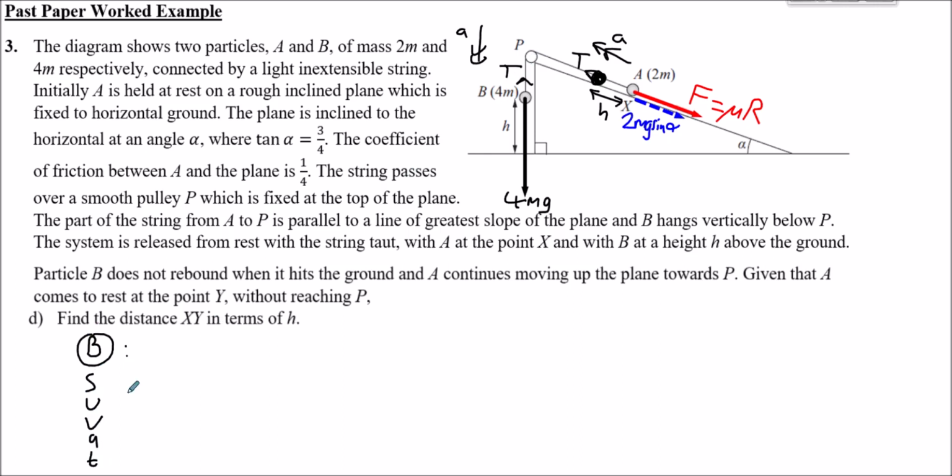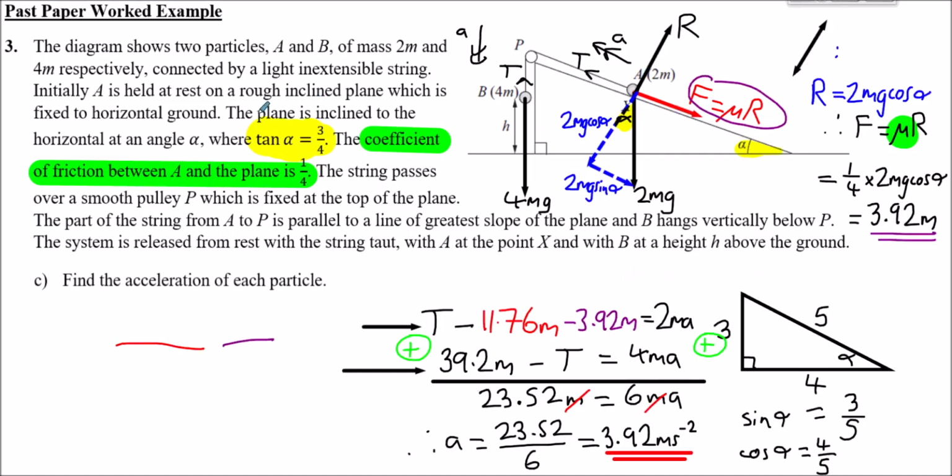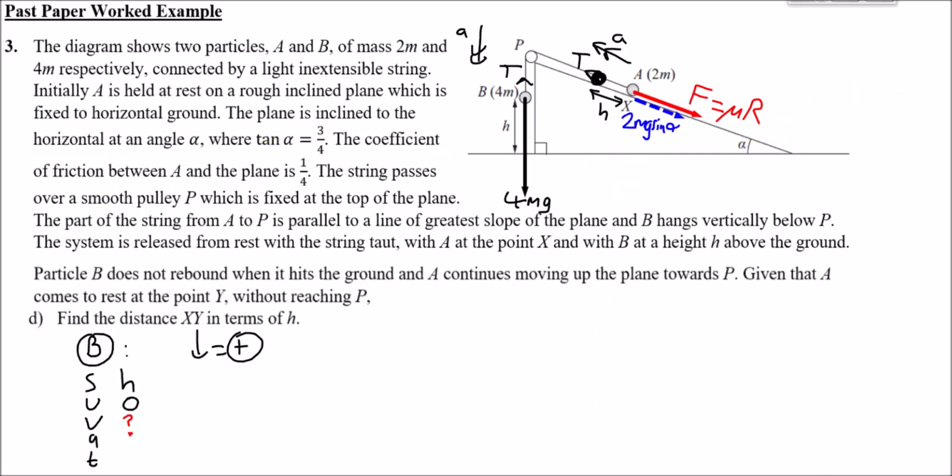So falling h meters, if I take down as positive, it's going to fall h meters. It was released from rest, so its initial speed or velocity was u. Its final speed is what we're really interested in. The acceleration we worked out from before, so what was it? Let's remind ourselves. It was 3.92. So acceleration 3.92. How long does it take to reach the ground? We don't know, we don't want to know, we don't care, so cross that off.